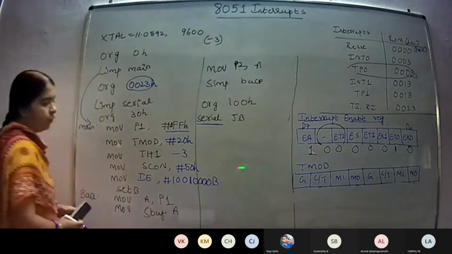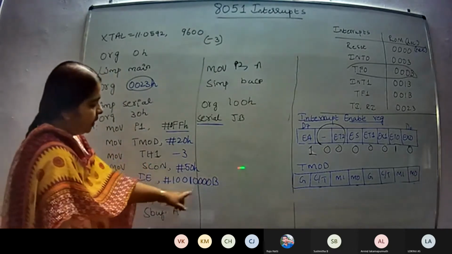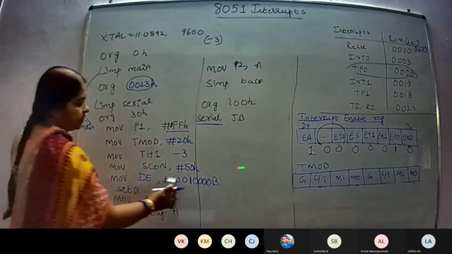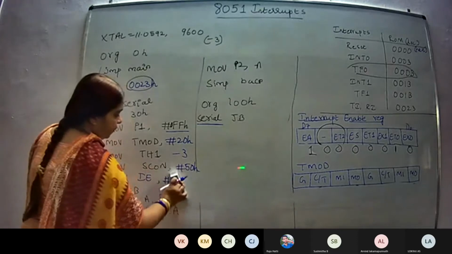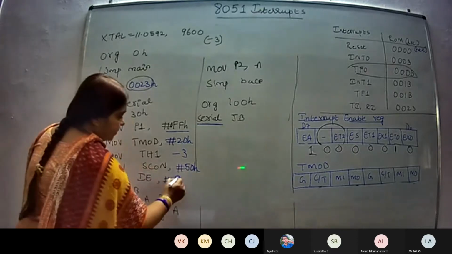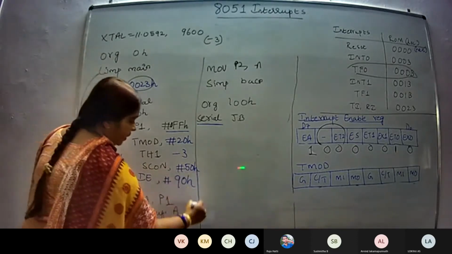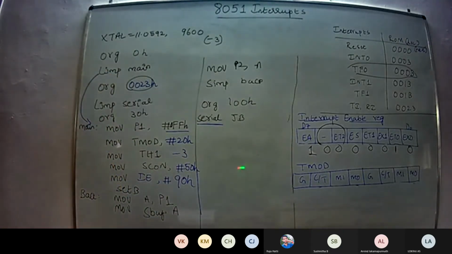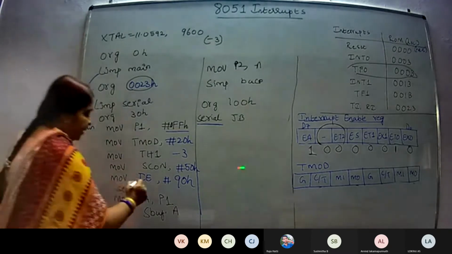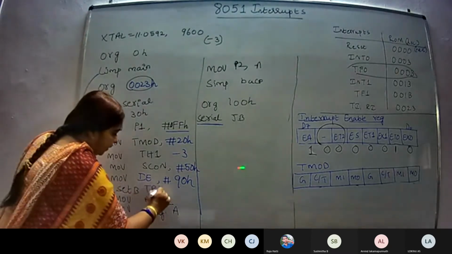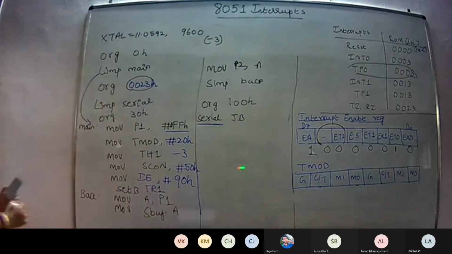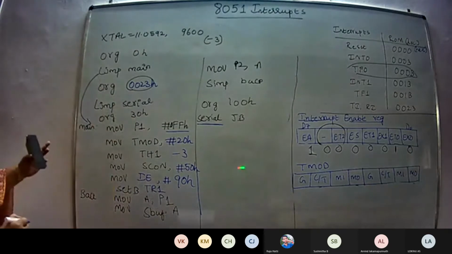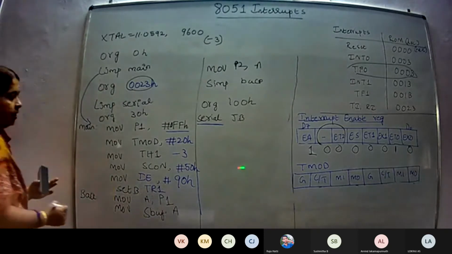If you write in hexadecimal, how much will it be? It will be 90H. Okay, you can write in bits also, you can write in hexadecimal also. Next, which bit should be set now? Which timer? It is TR1. Okay, timer 1 is set. This is for serial communication.